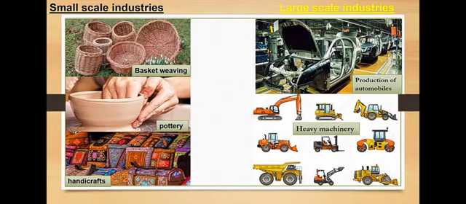We can give examples for small scale industries as basket weaving, pottery making, handicrafts. If we are making silk thread jewelry or beads jewelry in your home using 1 or 2 laborers, then it is called a small scale industry. Large scale industry means automobile industry, iron and steel industry, heavy machinery industry. In these industries, many laborers will be there, the capital we invest is very high, and the output we get is also very high.